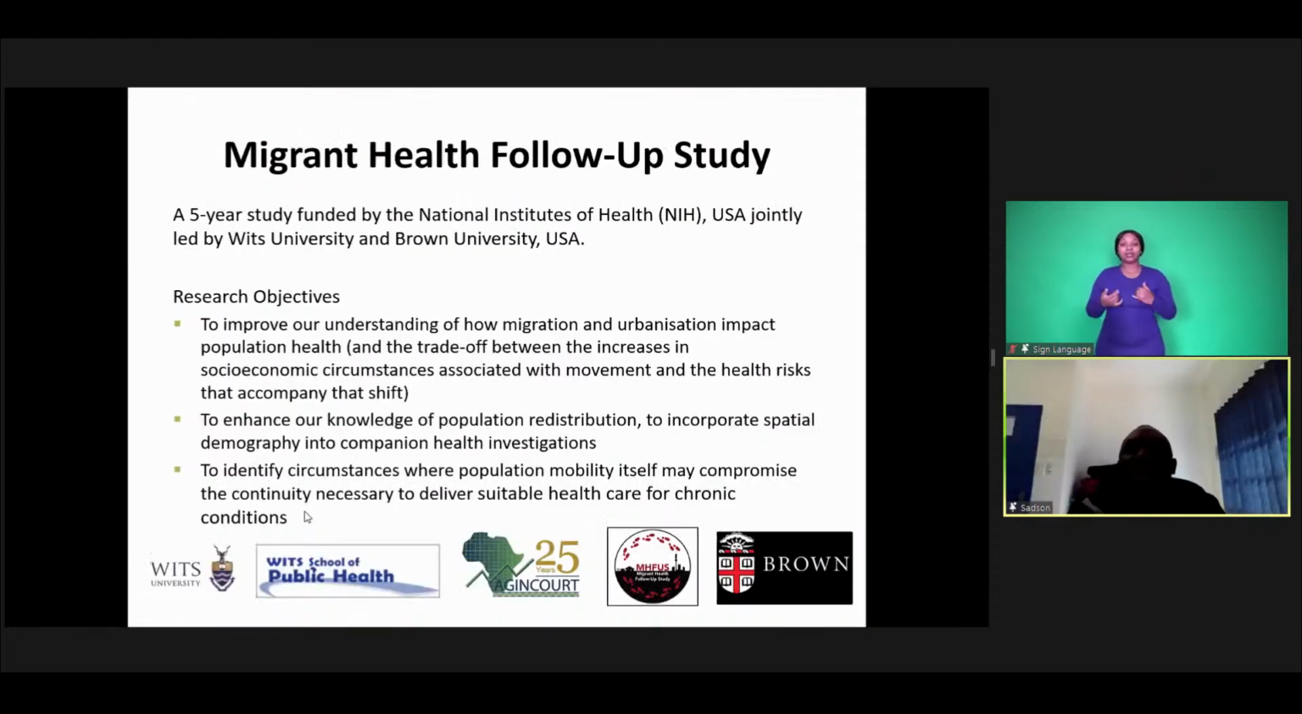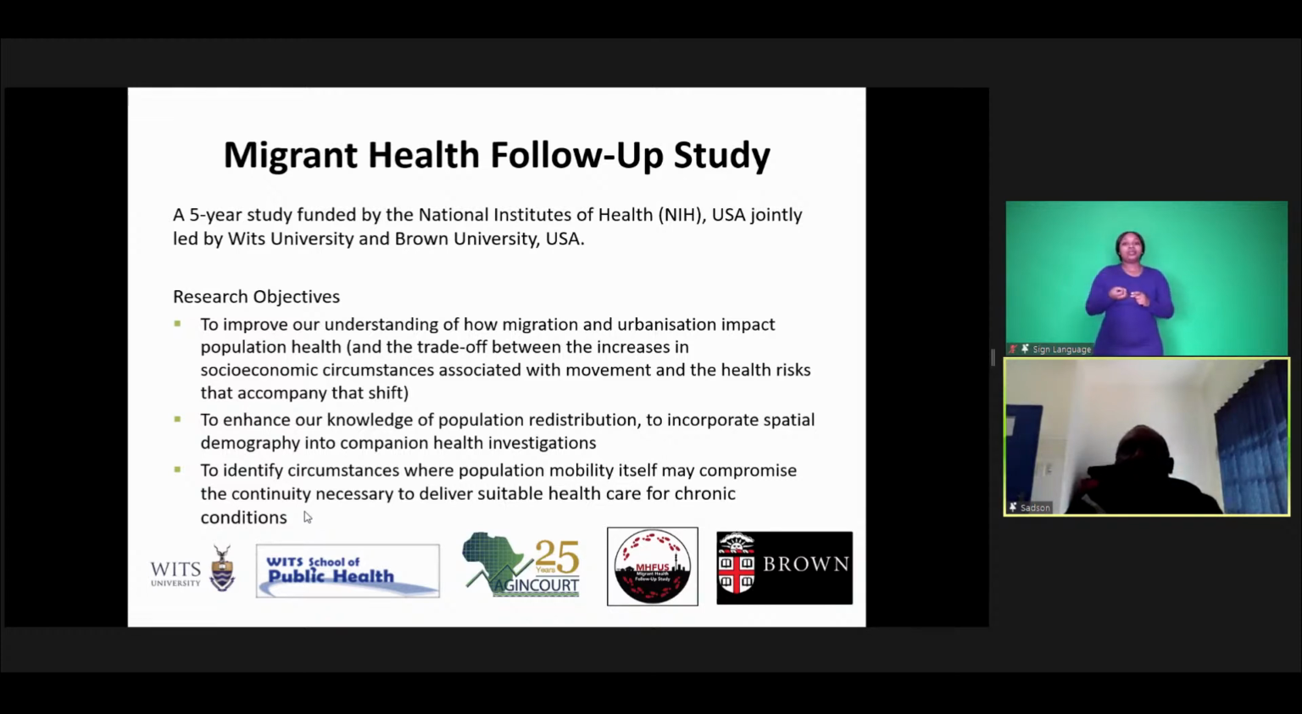So the project basically aims at improving an understanding of how migration and urbanization is impacting well-being, and the trade-offs between salutary increases in economic circumstances and health and socio-economic risks that accompany that kind of mobility, and the impact on migrants and others in the household. It also improves an understanding of population redistribution, especially temporal and oscillatory movements. Also, it informs companion health investigators on areas that need to be investigated even further.